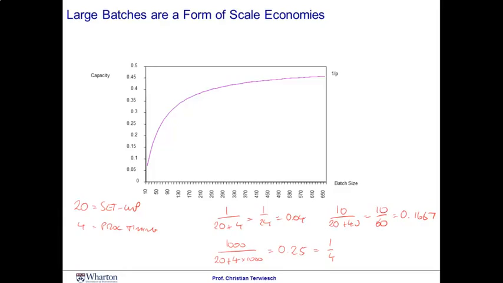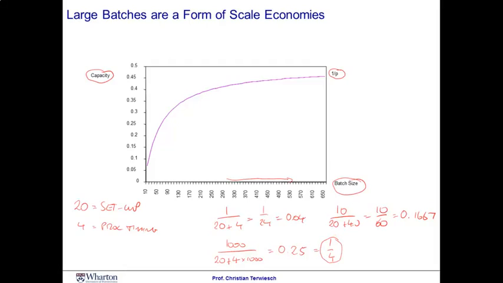Let's graph this effect in this chart here, where we have the batch size on the x-axis and the capacity on the vertical axis. We see that as the batch size increases, so does the capacity. The asymptote ultimately here is 1 over the processing time. Even with an infinite batch size, the capacity of the step here will never be faster than 1 over 4.